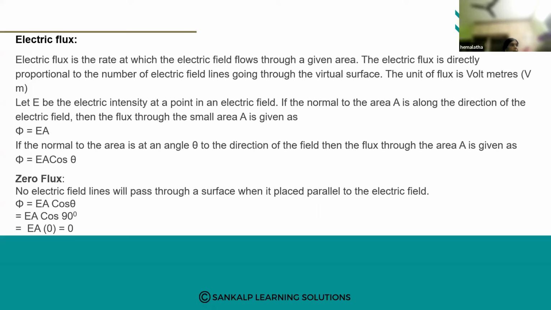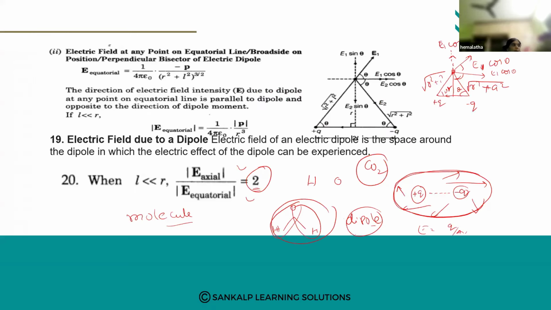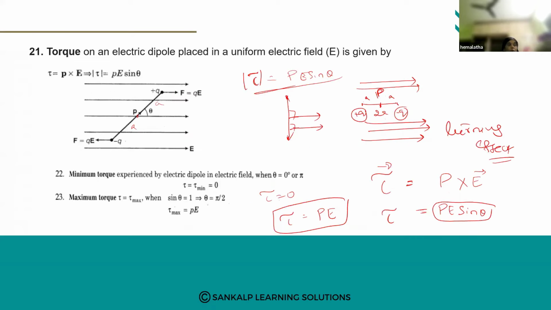So next about the electric flux, these things I will tell you next class. Now I told you about the dipole moment, torque also I explained. Next is what I explained about the electric field at any point. That also explained. Next one is electric dipole. So I explained about the electric dipole also, electric dipole moment also, and torque also. This is very important. These are all the expected questions.